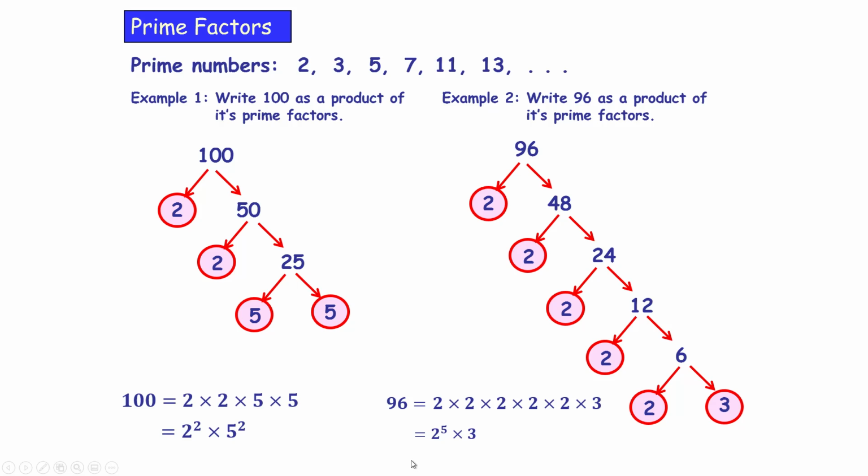What I want you to do now is to hit pause, copy these 2 down if you haven't got them, or make corrections if you need to. And when you're ready, I've got some classwork for you, so hit play when you're ready.